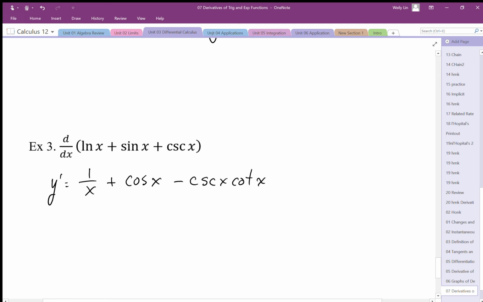So there it is. There's my derivative, and this is nothing. I didn't do any slope formula or anything like that. I just went to a formula sheet and got these.